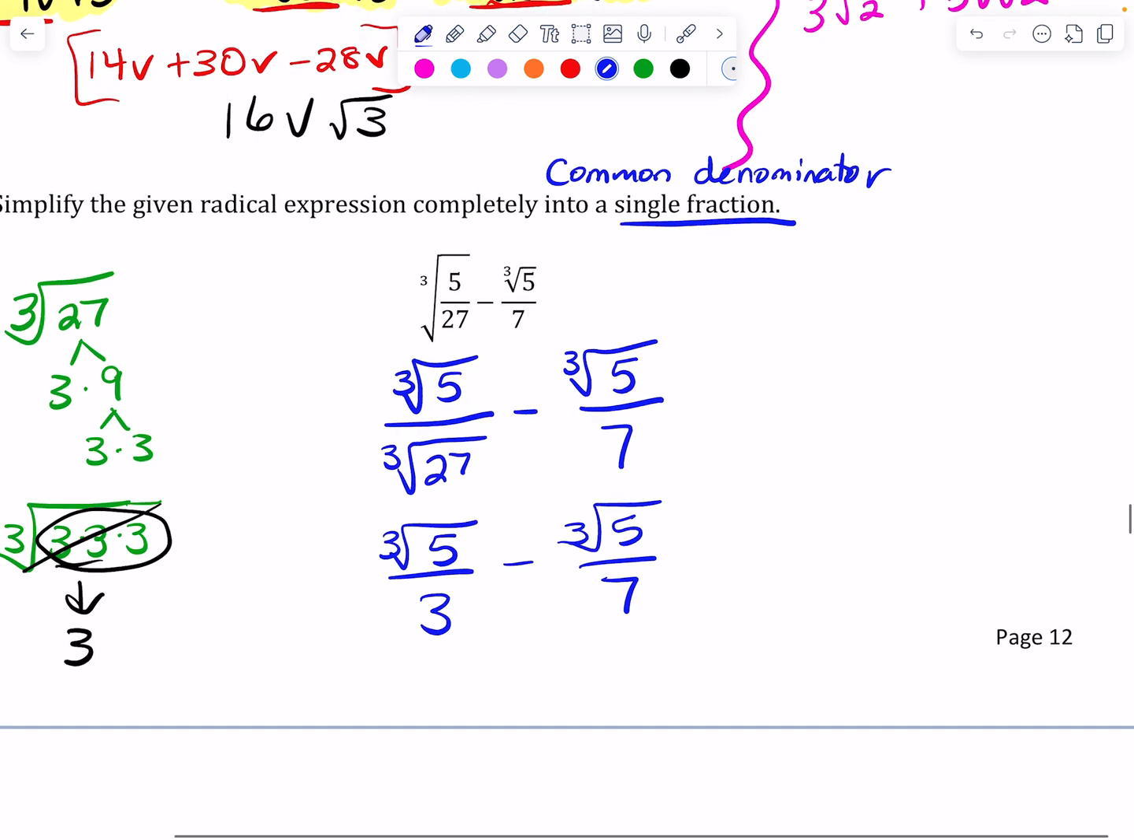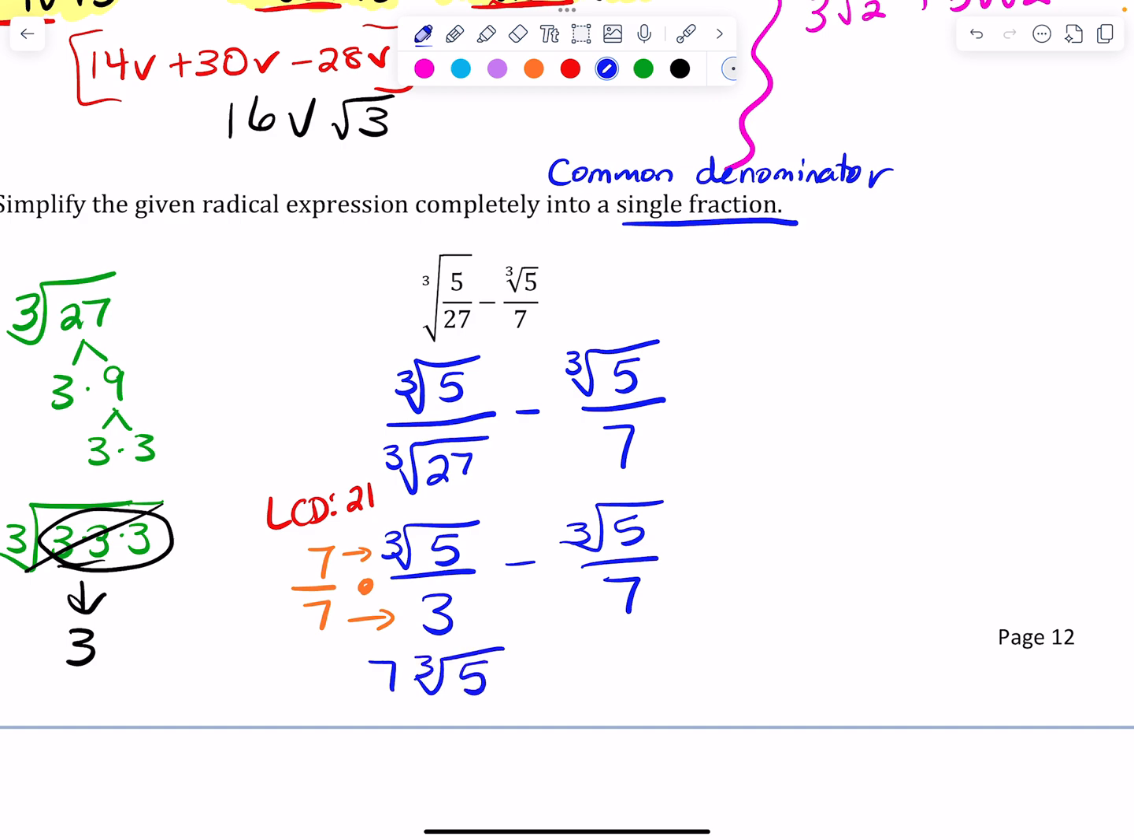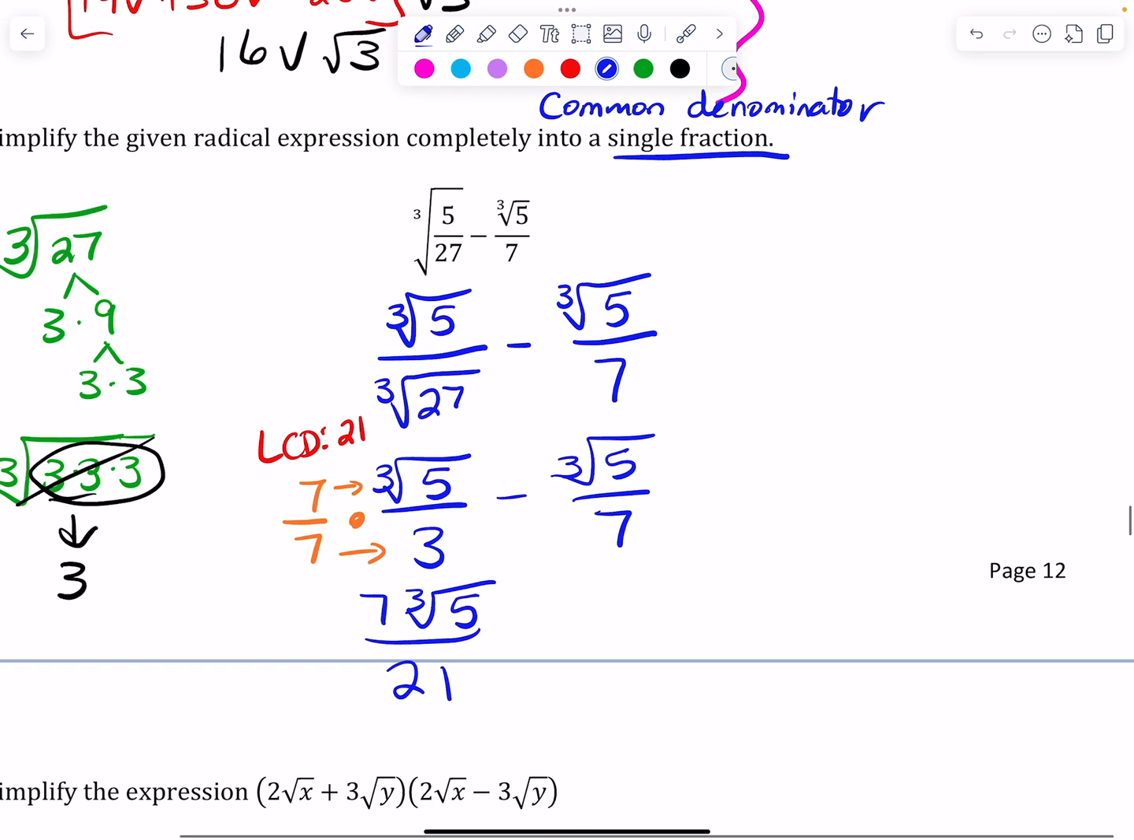So right here, we don't have a common denominator, but what is our common denominator going to be? We've got a 3 and a 7. So that tells us that our LCD between 3 and 7 is going to be a 21. So we're going to take this first fraction, we're going to multiply it by 7 over 7. And we do top times top, bottom times bottom. And that's going to give us 7 cube roots of 5 over 21.